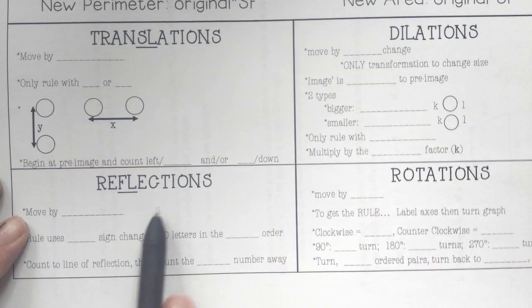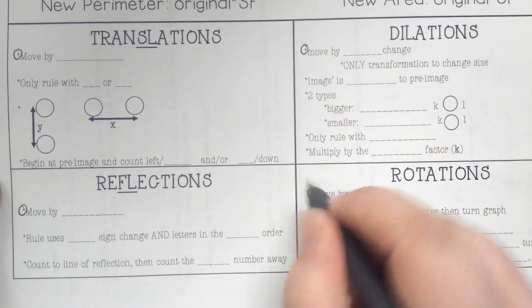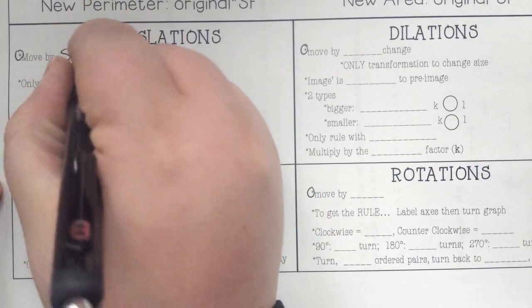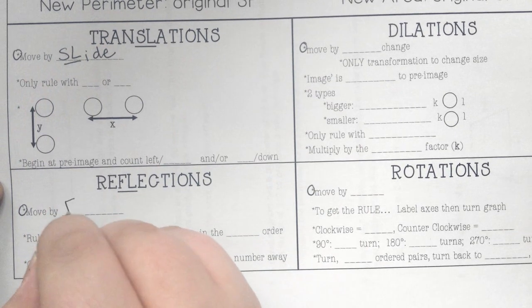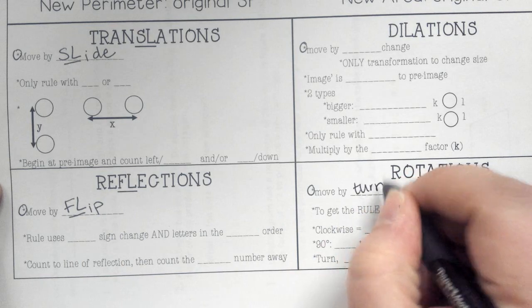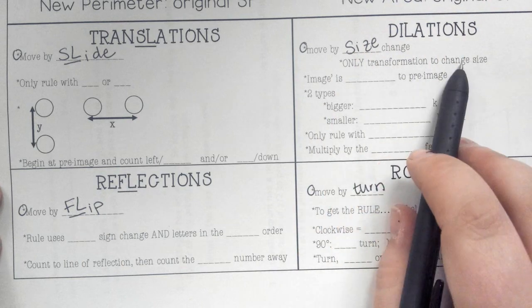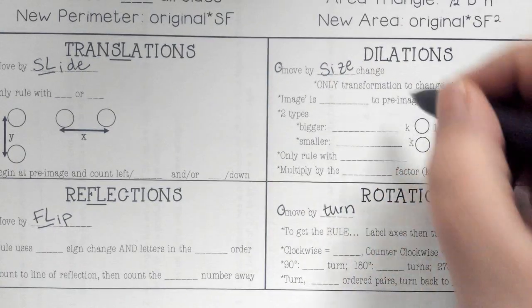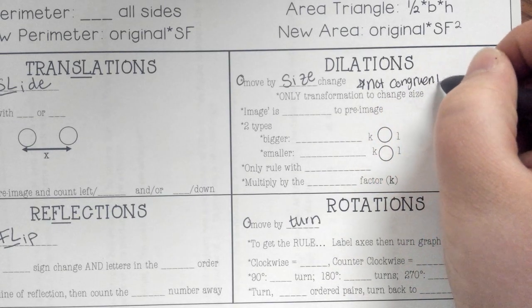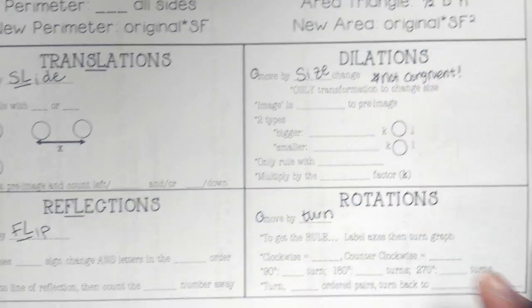So in each different transformation, the first point tells us how this transformation means to move. Remember, translation means to slide, reflection means to flip, rotation means to turn, and dilation means that it's a size change. Now, it's the only transformation that changes size, and because it's changing size, this is not congruent. Dilations are the only ones that do not preserve congruence.